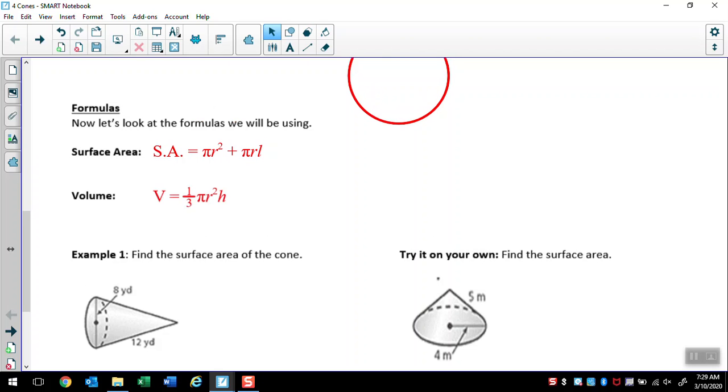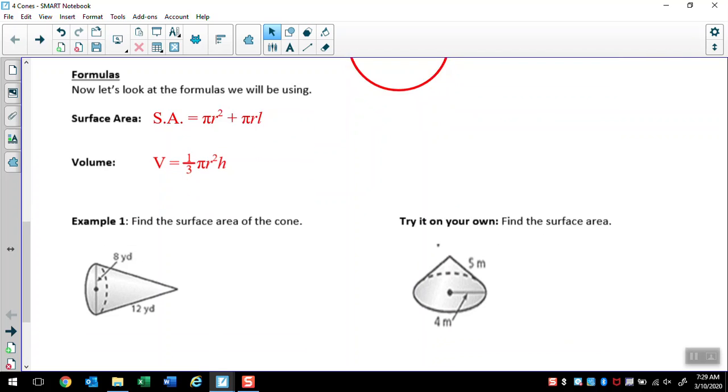All right, so our volume is 1/3 pi r squared h. So remember, when we multiply something by 1/3, it's really the same as dividing by 3. All right, so here we go.